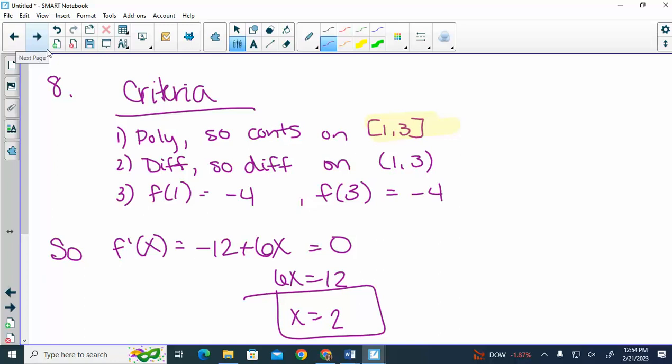Is that okay? You guys have modified your papers and clearly shown yourself what I expect to see. So if I say for criteria, polynomial equals differentiable and continuous, that's fine. Yes. Okay.